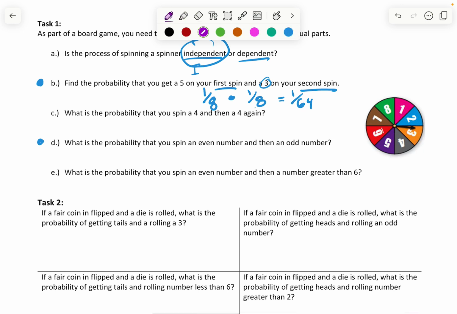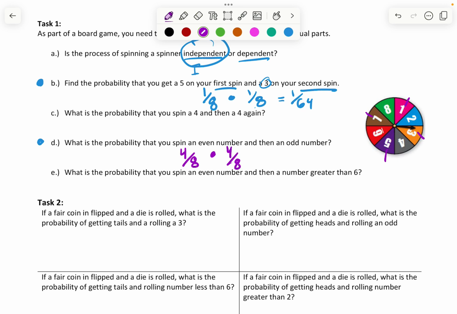Even numbers are going to be 2, 4, 6, 8. So it looks like there are 4 spots out of 8 for the first one, times, and then how many odd numbers are there? Well, the odd numbers would be 1, 3, 5, and 7. So there's 4 more slots. So it'd be 4 of 8 again.